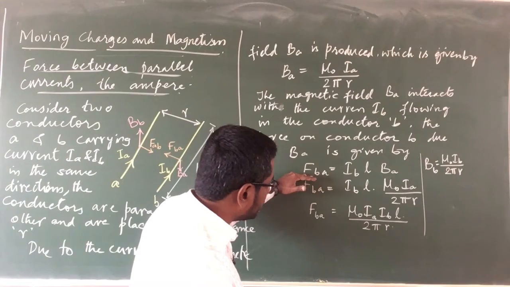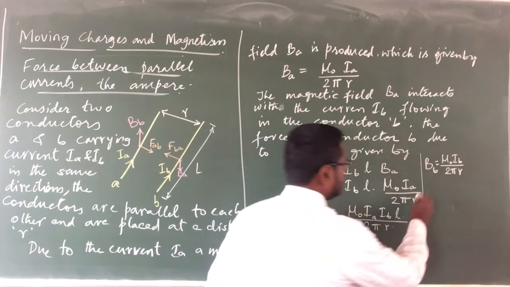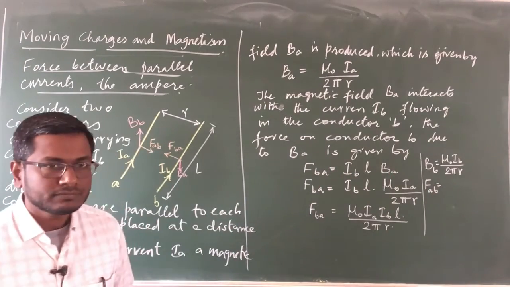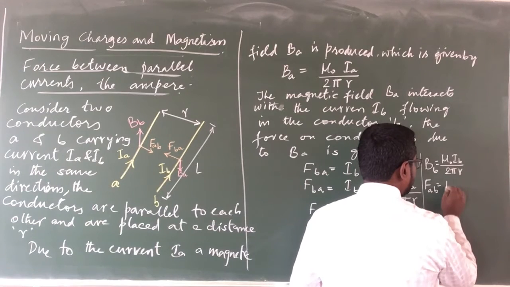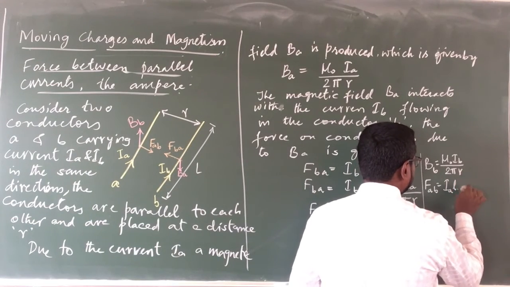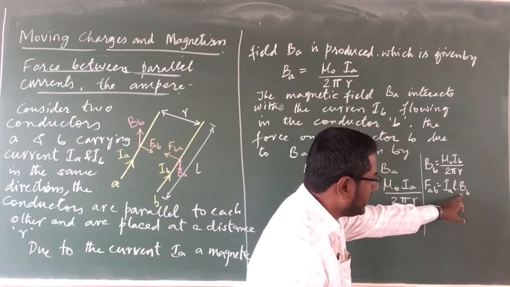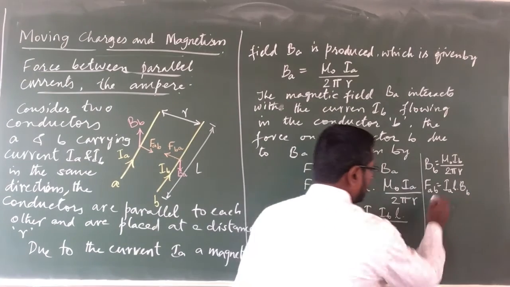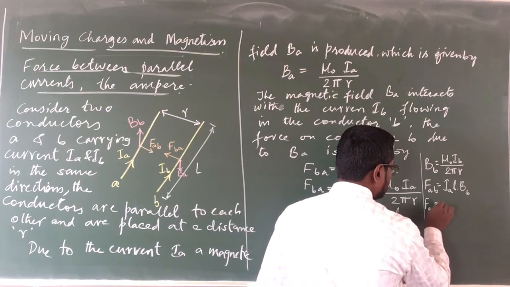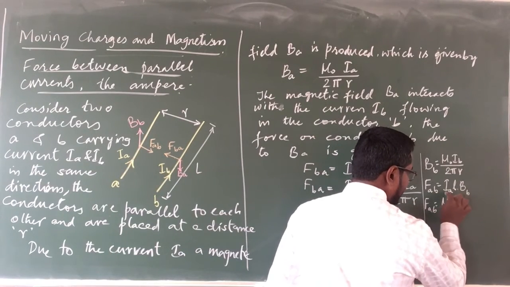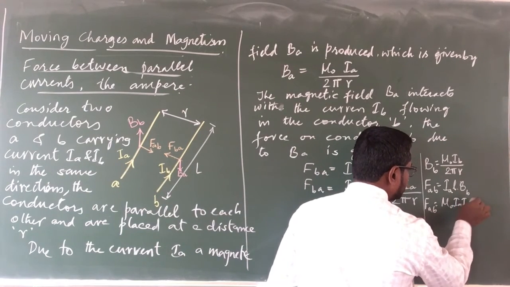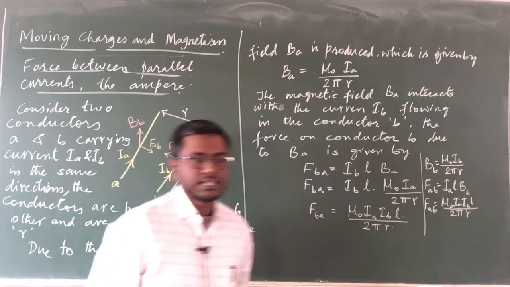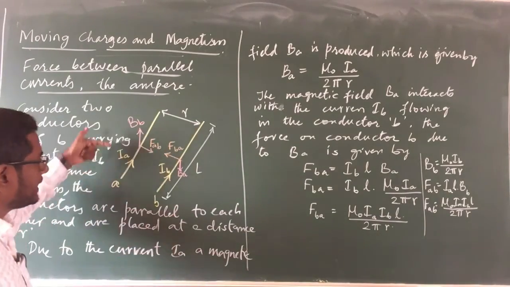Now I had the force on B due to A. Similarly, I can have a force on A due to B, that is F_AB. Now if I want to write the expression for this one, it will be I_A L into B_B, that is the magnetic field produced by B. And if I substitute this B_B equation into this one, what I am going to get here is F_AB will be equal to mu naught I_A I_B L divided by 2 pi r. And if I look into these two expressions, they are the same. The only difference is they are in the opposite direction.